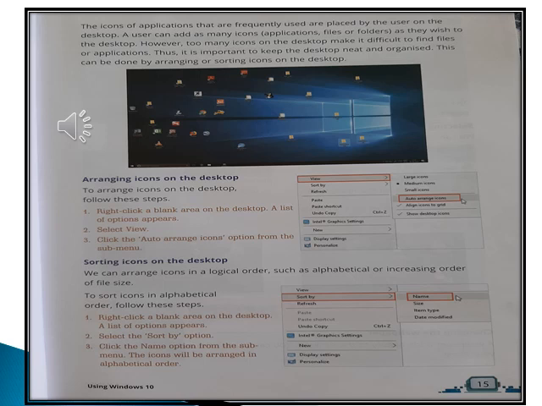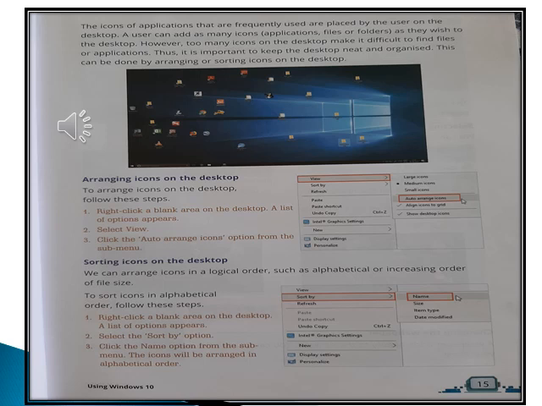So, this means that it's really important for us to organize the icons on the desktop screen. If we do not organize the icons, it will be difficult for us to find any file or any application on the desktop screen. So, arranging icons on the desktop. To arrange icons on the desktop, follow these steps.